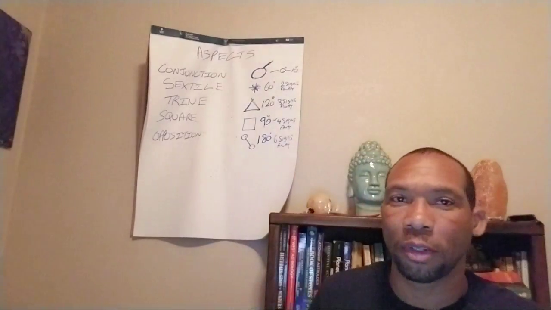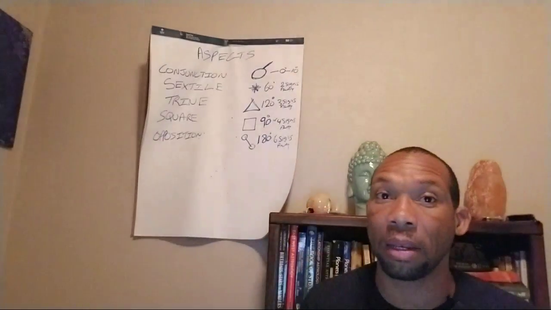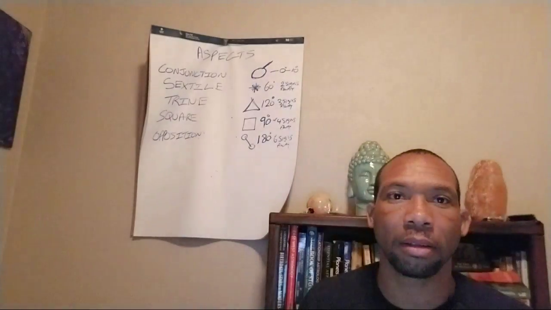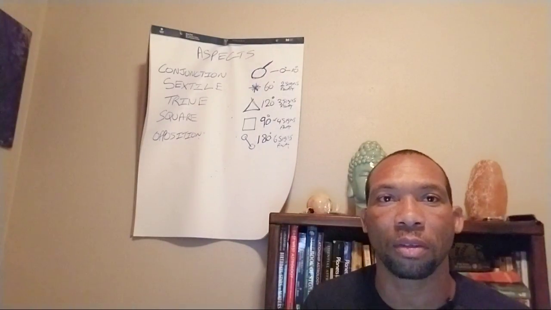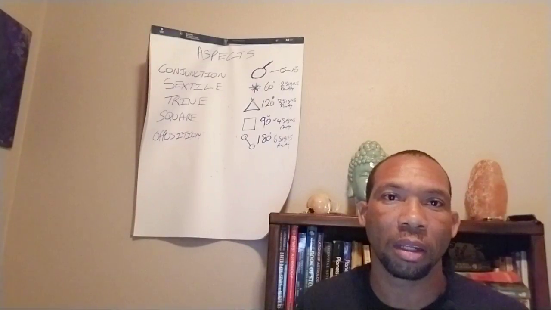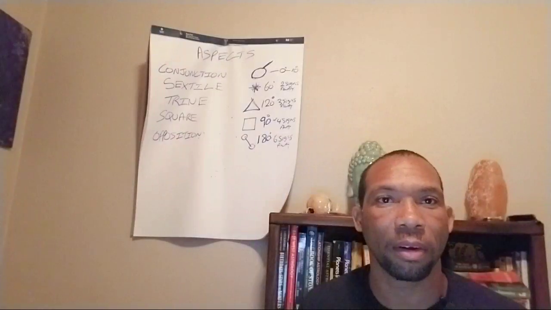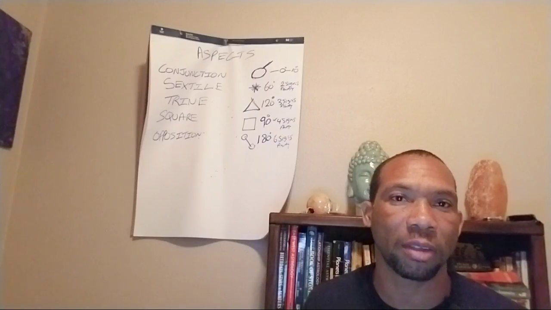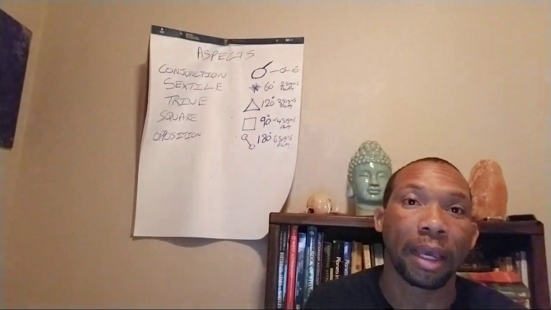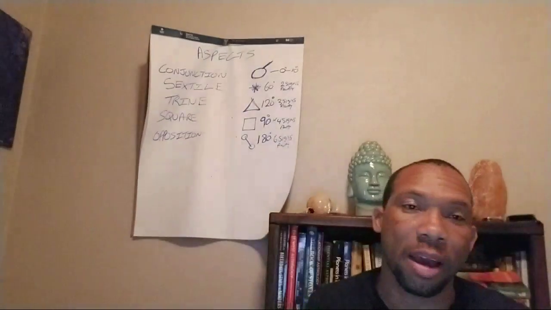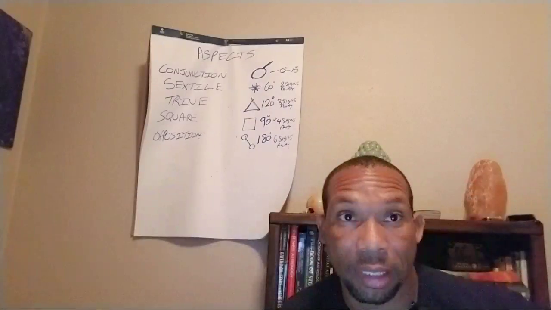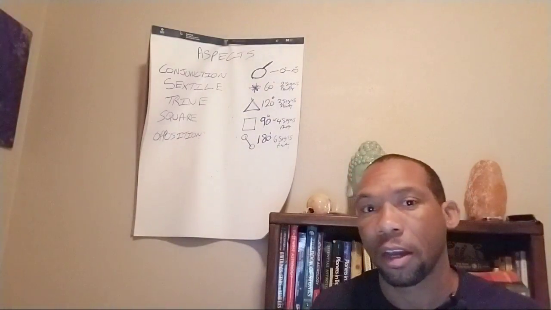You got that? I want you to suck that in. I'm going to repeat it. Conjunctions, 0 degrees. Sextile, that's 60 degrees or 2 signs away. The trines are 120 degrees away or, I mean, 3 signs away. The squares are 4 signs away and 90 degrees. And then you have the oppositions, which is 180 degrees or 6 signs away. All right.